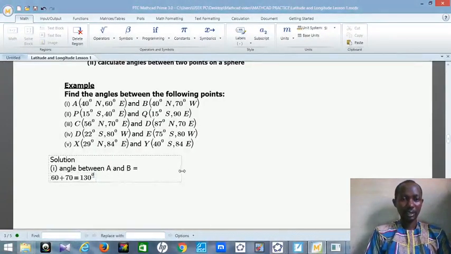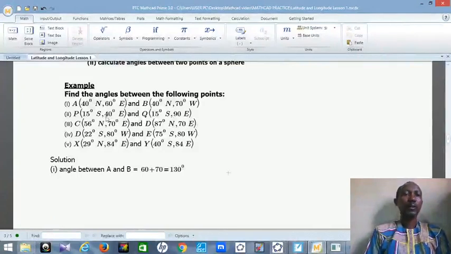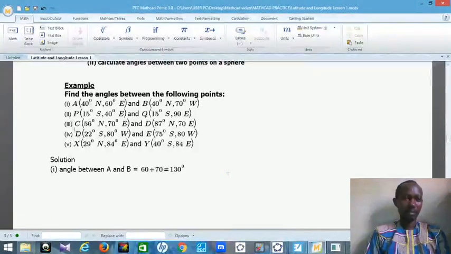That is all. This is all we are doing for angles between two points on latitude and longitude. So this is the answer of the first one, A. The angle between point A and point B in this first one is 130 degrees. Just know the way we do it and you are okay. It's a very simple thing.